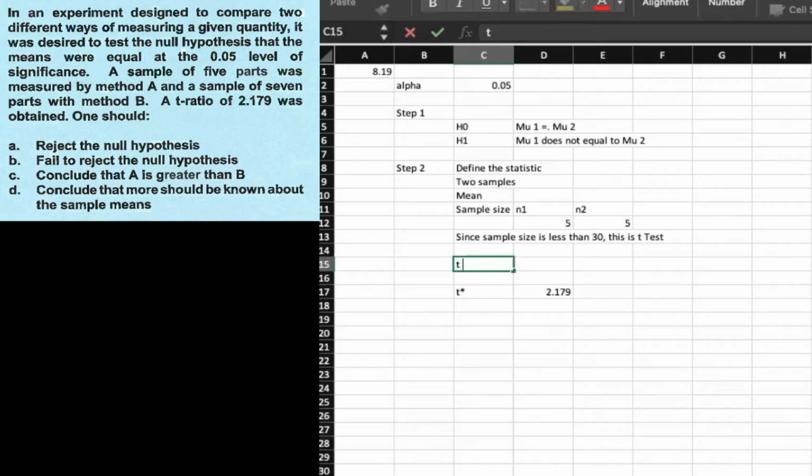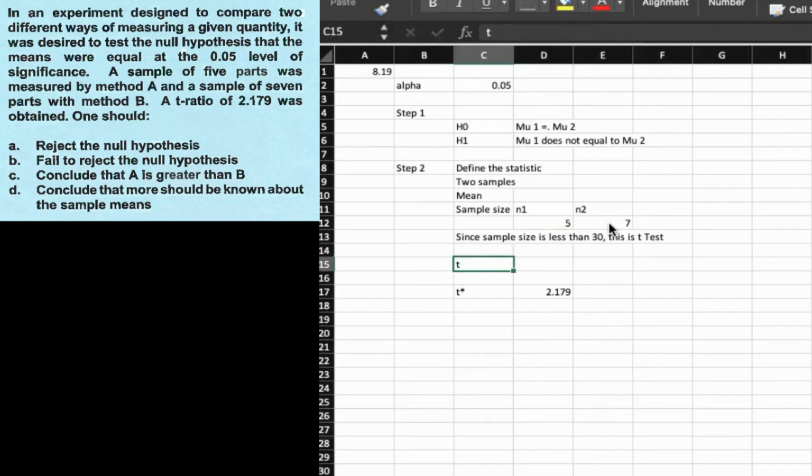So the sample size is 5 parts for method A, and that's what n1 is? Yes. And then it says a sample of 7 parts for method B. Oh, I see. Thank you, I totally missed that. So it's 5 and 7, right?